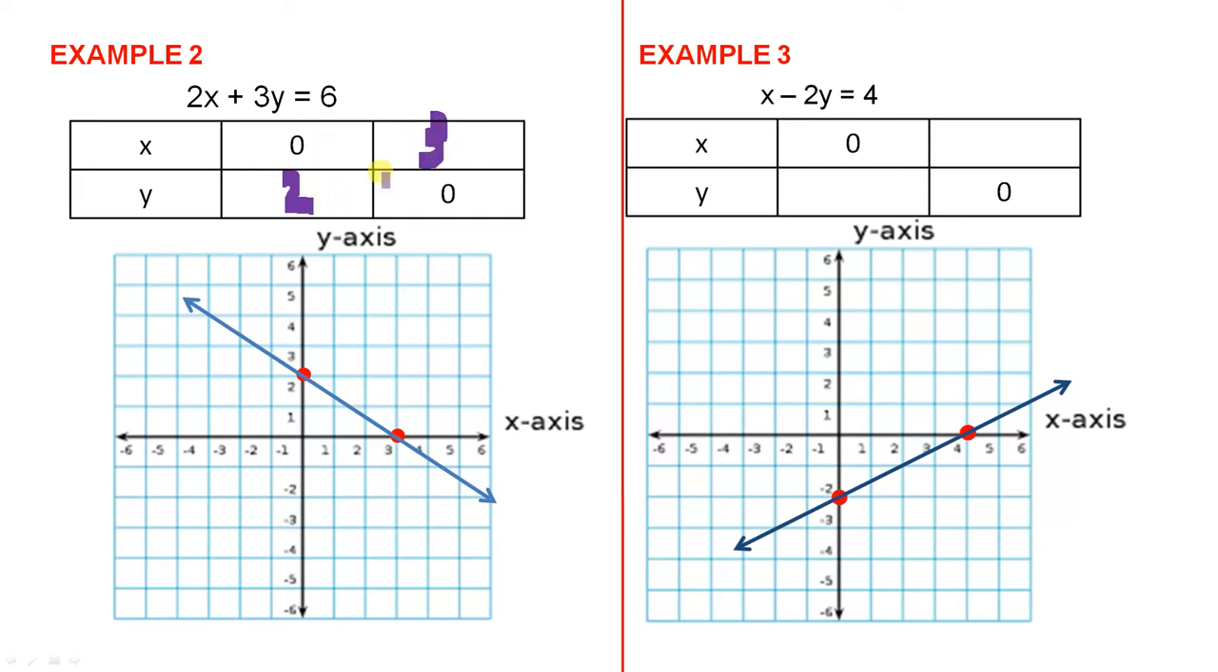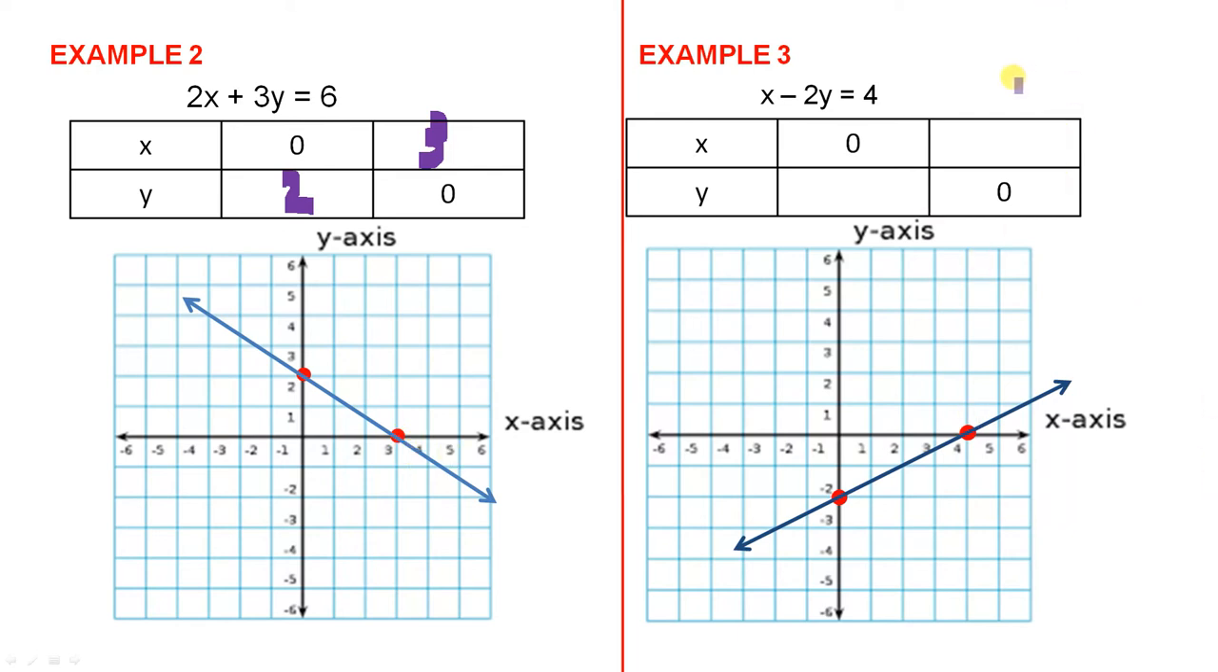So the points are 0, 2 and 3, 0. There is 0, 2 and there is 3, 0. So that's where we have the intersection for the y-axis and the x-axis. Join the 2 dots and that gives us the line.